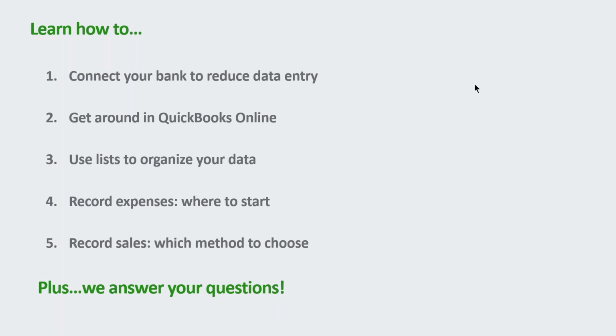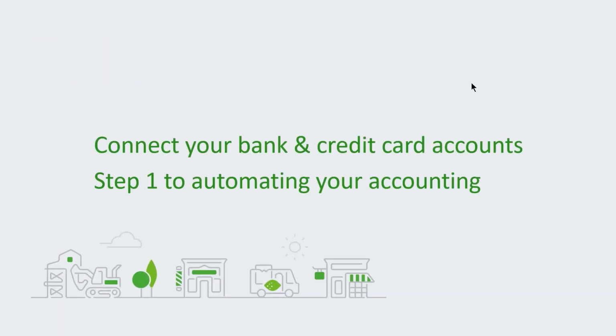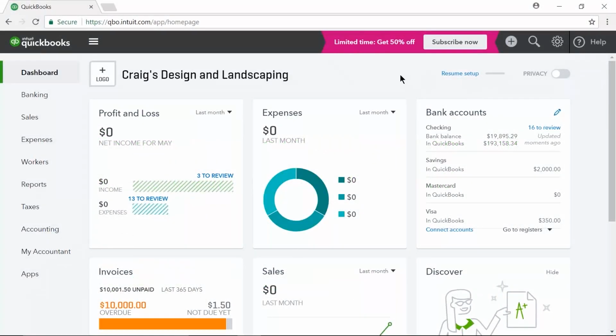Now, the very first thing I want to do is talk about online banking, because this is one of the most important features of QuickBooks Online. It's one of the best ways for you to enter transactions more quickly. So I'm going to go ahead and open up my QuickBooks Online company here. And to sign up for online banking, all you have to do is click on Connect Accounts right here at the bottom of the bank accounts area, or click the banking link over on the left-hand side.